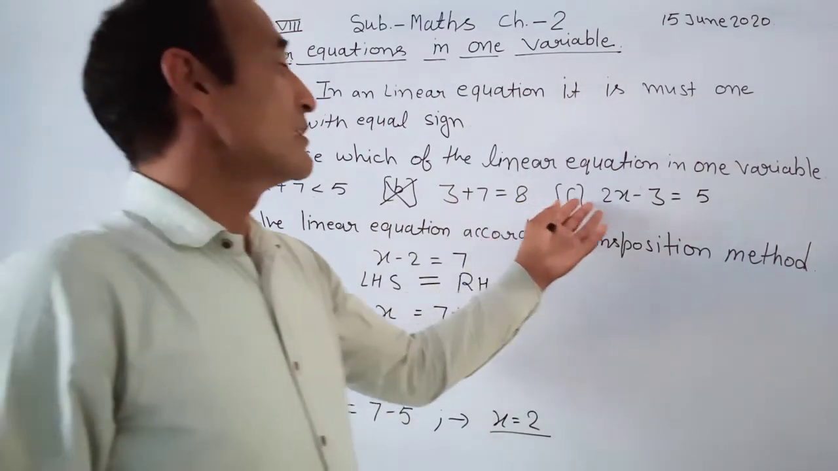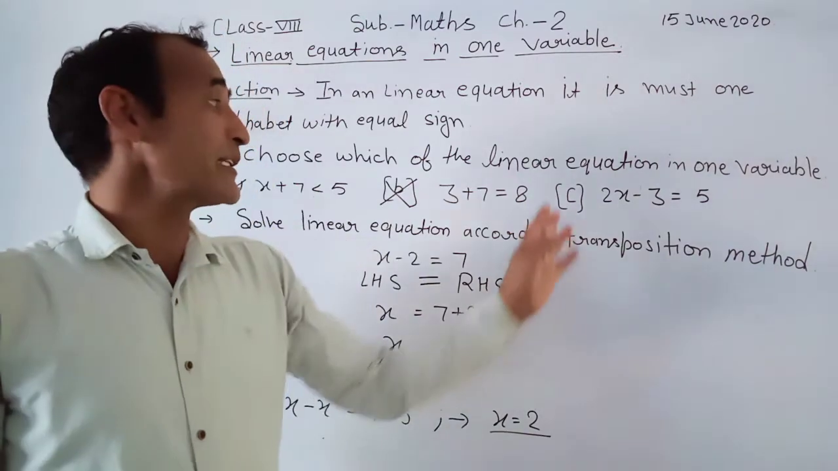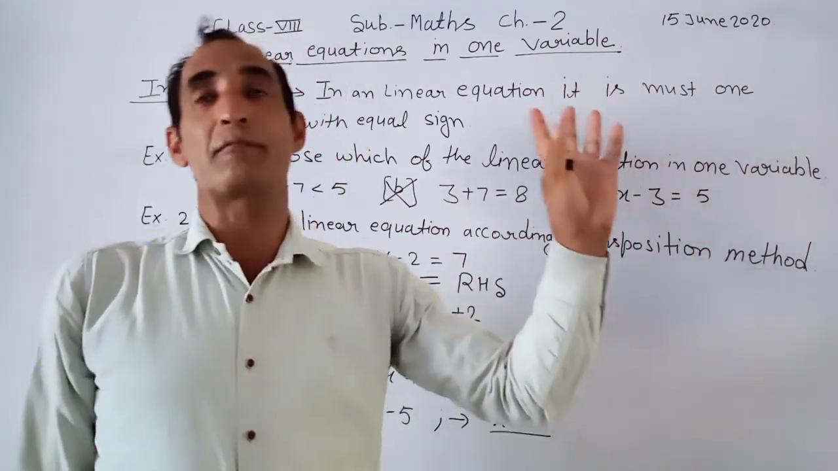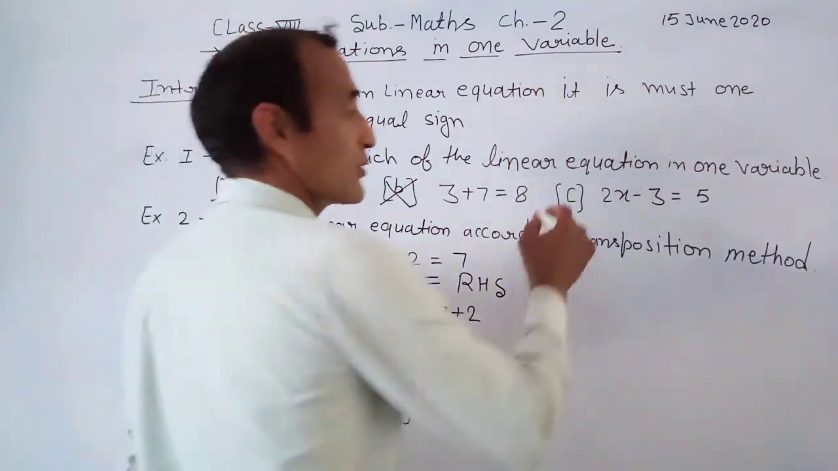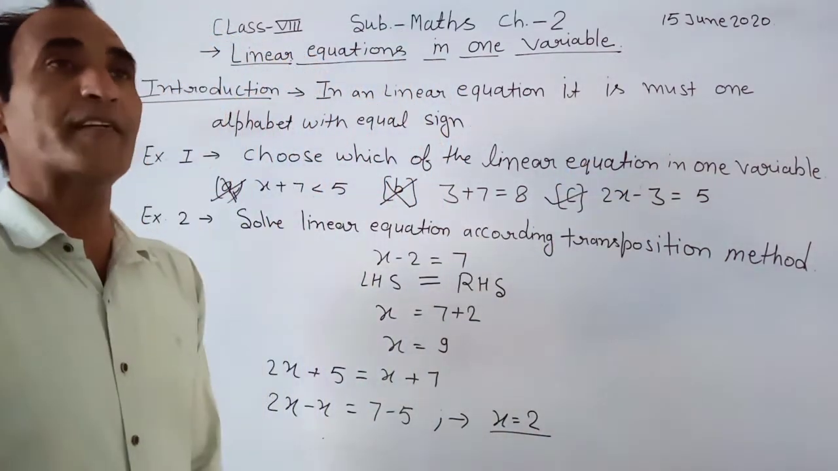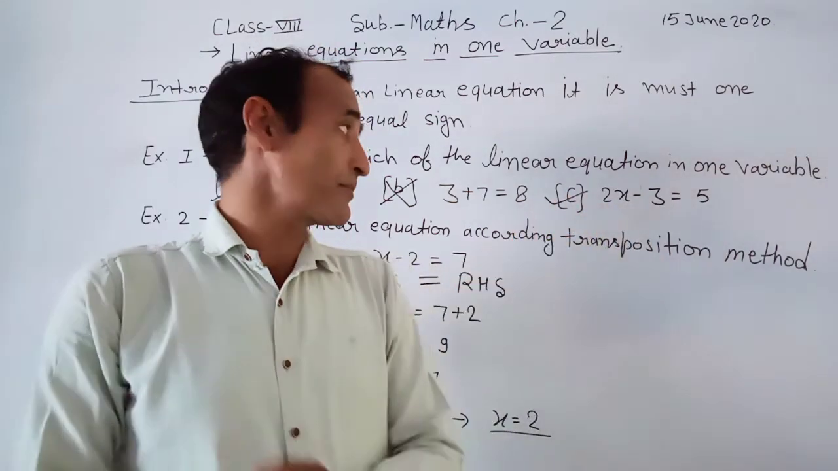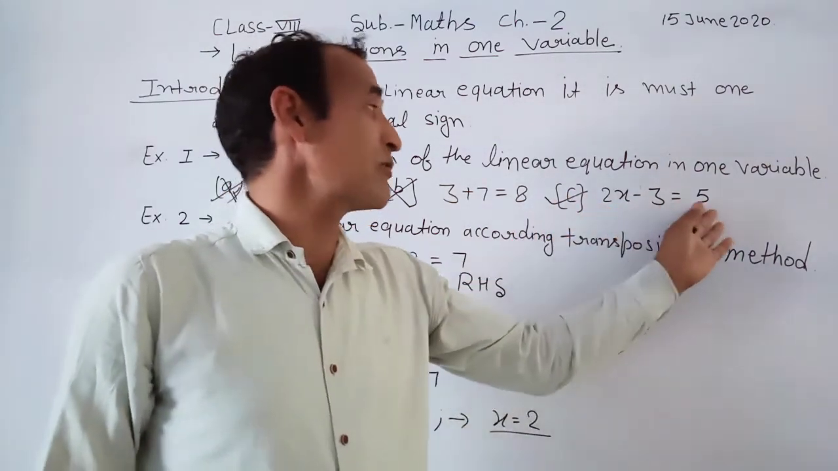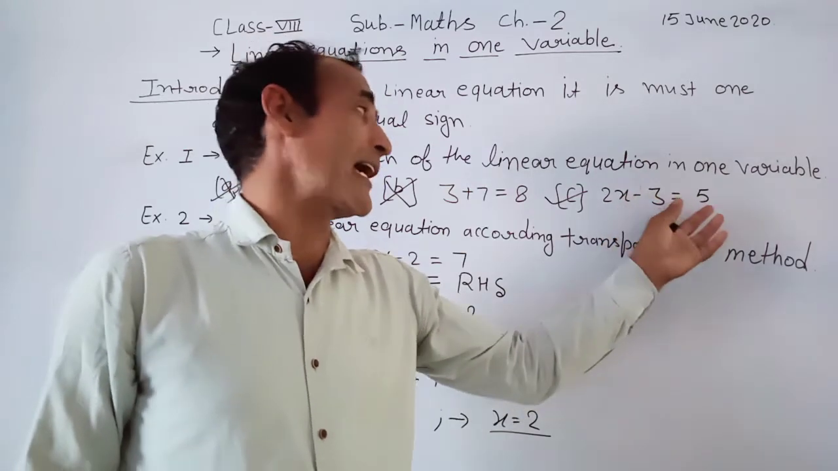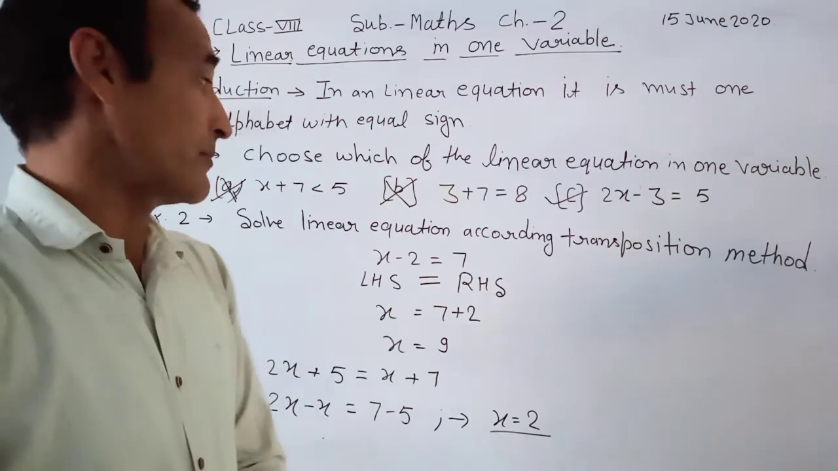Third, C: 2x minus 3 equals 5. Is it a linear equation in one variable? Yes, it is right because it has one alphabet. No matter that we have only x, we can have any alphabet from A to Z. So 2x minus 3 equals 5 has one alphabet and also an equal sign. So it is a linear equation in one variable.